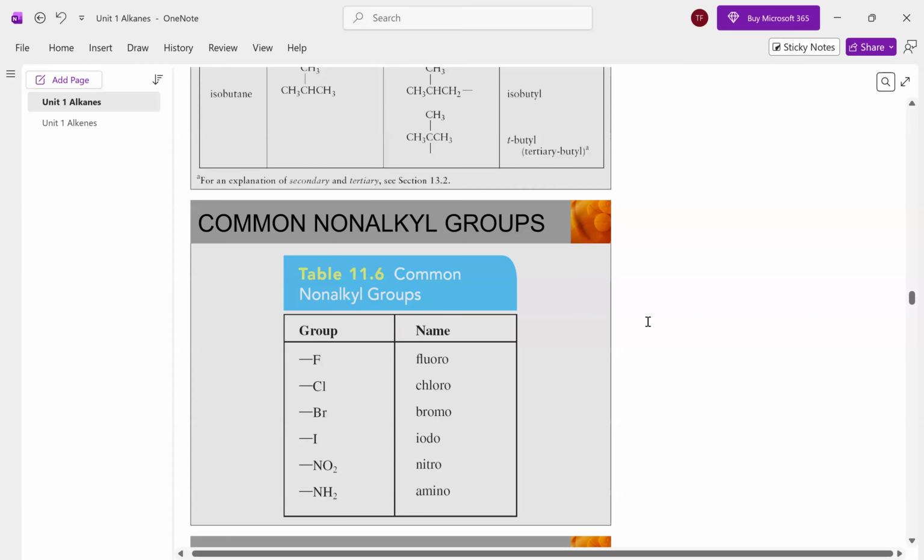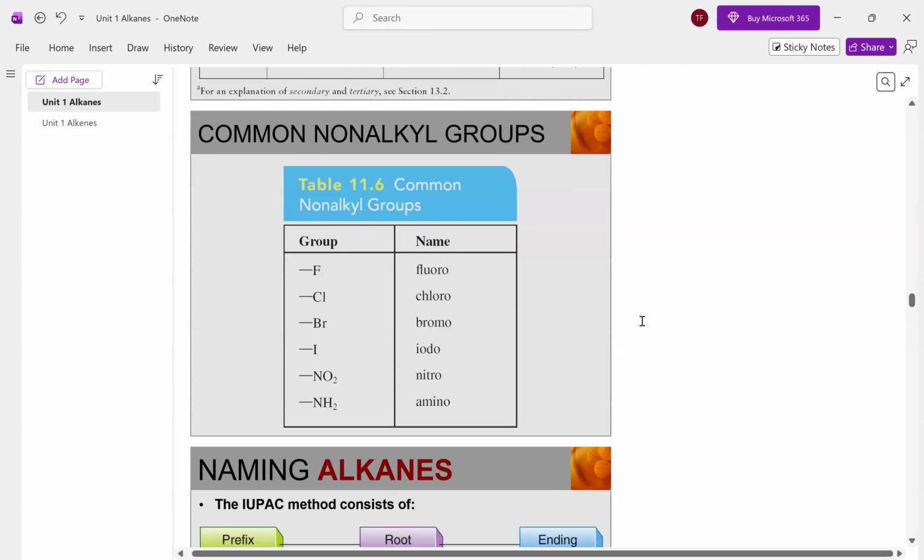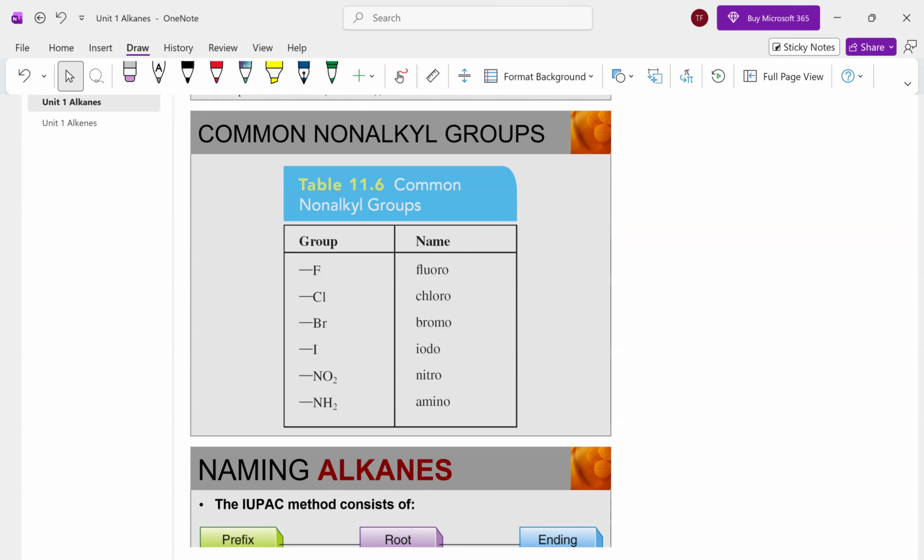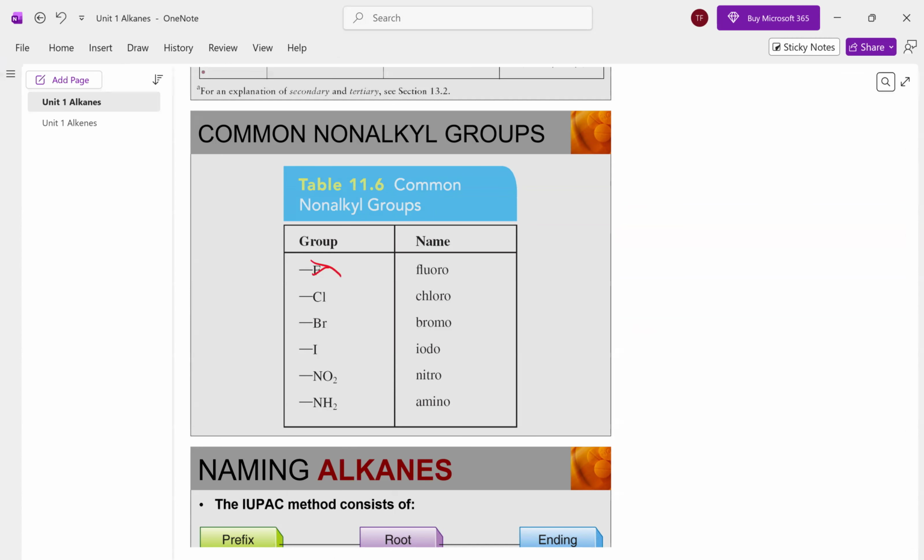Okay, a branch can also be a non-carbon. Now, the ones that, so these two, chloro and bromo, are more frequently used. Fluorine is not very nice in your body.